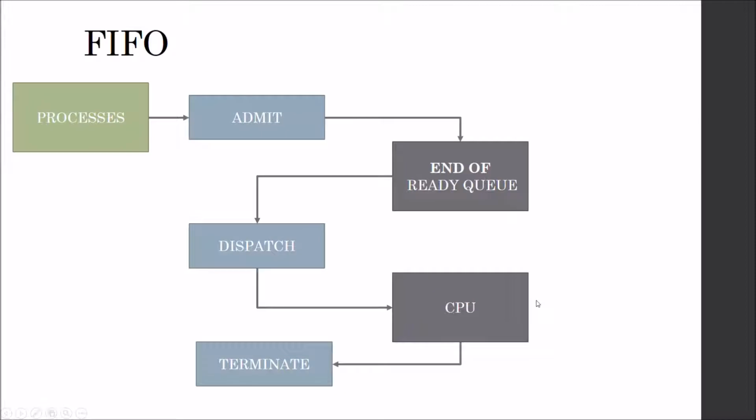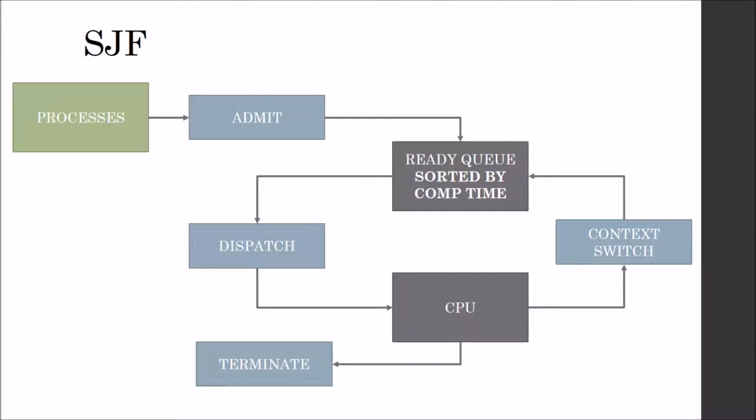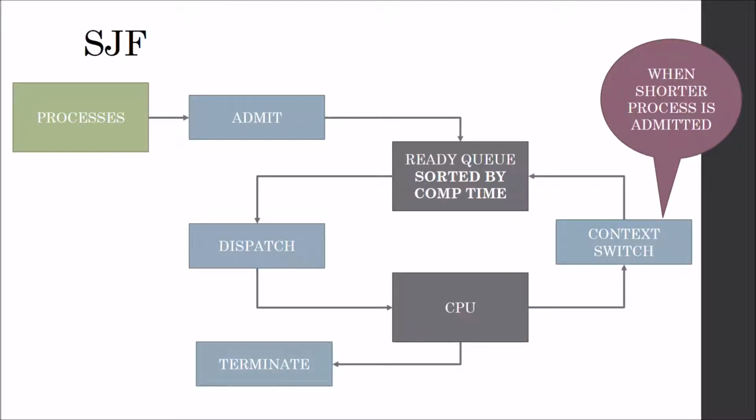So, for example, in the first in, first out, a process gets admitted to the end of the ready queue. And then the first process in the ready queue is dispatched into the CPU, and once it is complete, it gets terminated. So it's very simple. For the shortest job first, a process gets admitted into the ready queue, but the ready queue is sorted by the computation time. So the shortest time is in the beginning of the queue, and it's the first process that will be dispatched to the CPU. And since this is preemptive shortest job first, if a process comes into the ready queue and it's shorter than the process that's currently in the CPU, there's a context switch. So the process from the CPU gets transferred back to the ready queue, and the shortest process in the ready queue gets dispatched into the CPU. And this goes on until all the processes terminate.